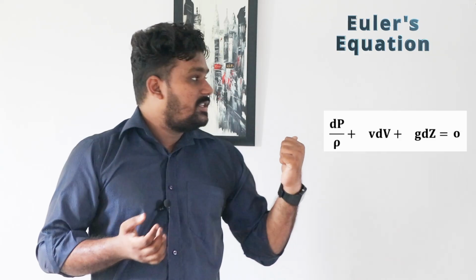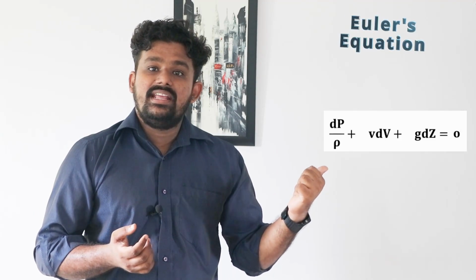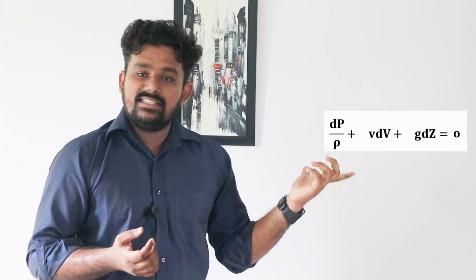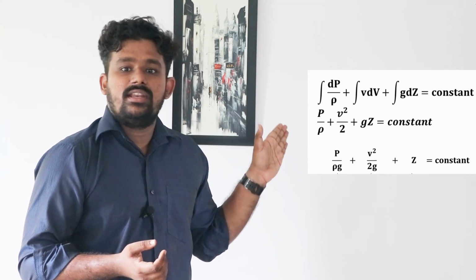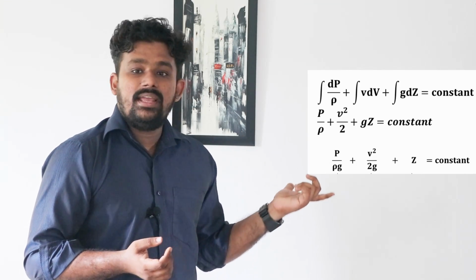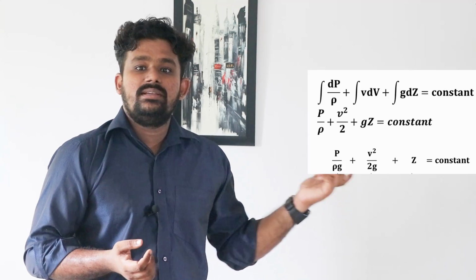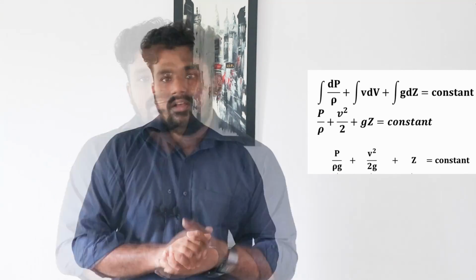Hope it's clear. This Bernoulli's equation is derived from Euler's equation. Euler's equation is dP by rho plus V dV plus g dz. When we integrate this Euler's equation, we get P by rho g plus V square by 2g plus Z equal to a constant. So Euler's equation derives Bernoulli's equation. Hope it's clear: Bernoulli's equation, its assumptions and limitations. This is important.